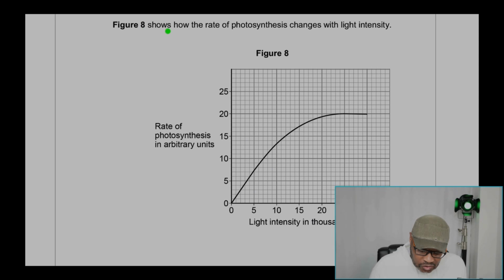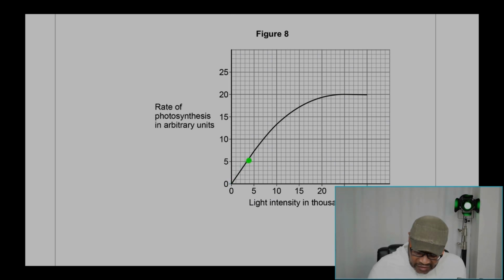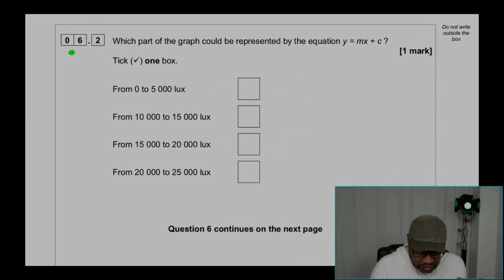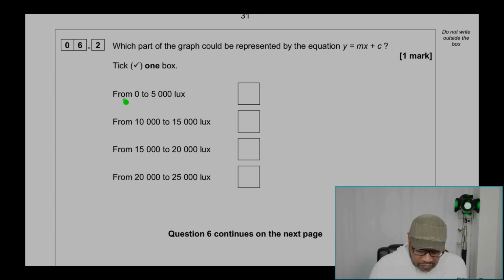Figure 8 shows how the rate of photosynthesis changes with light intensity. We have a slightly linear part here, and then it starts to curve, and the rate is decreasing until it becomes 0. Question 6.2. Which part of the graph could be represented by the equation y = mx + c? That's a linear equation. It is linear to that point, and then it starts to curve. This is in 1,000. Tick one box: from 0 to 5,000 lux, and it will be that.